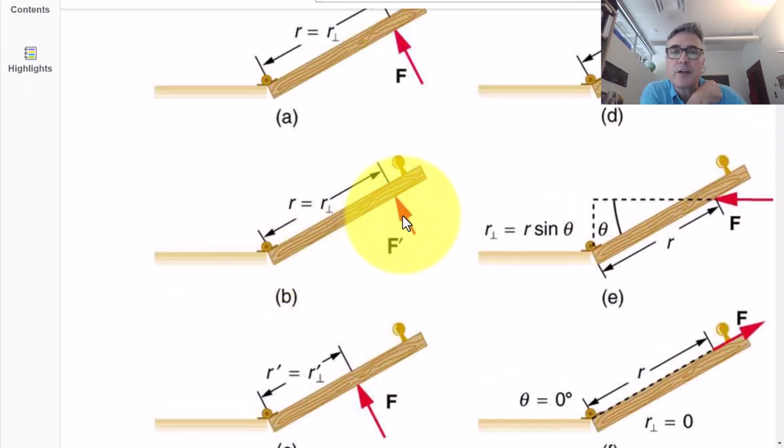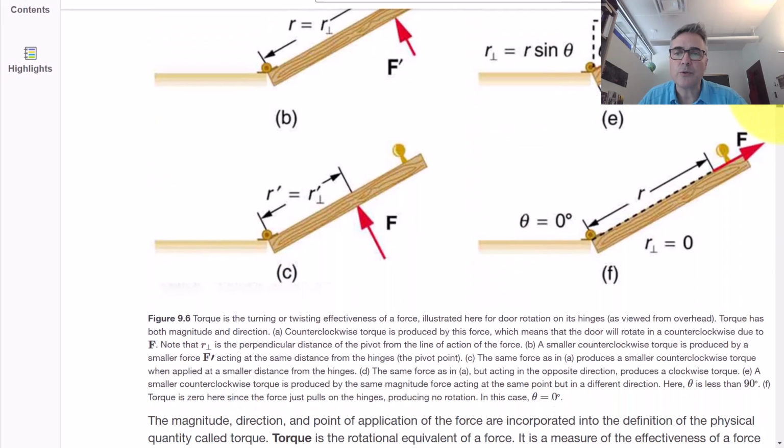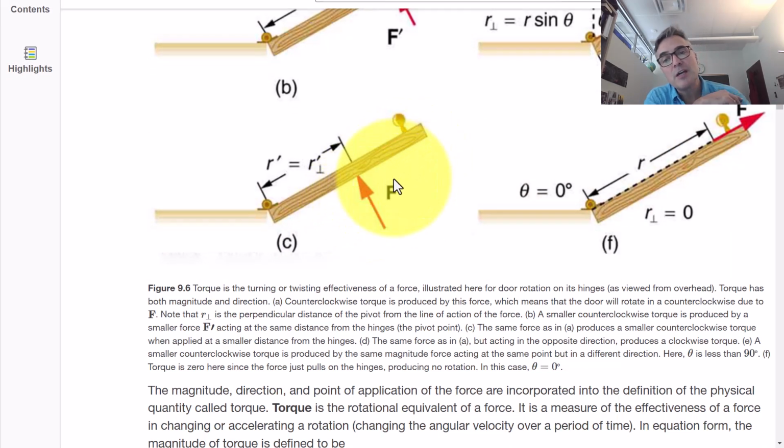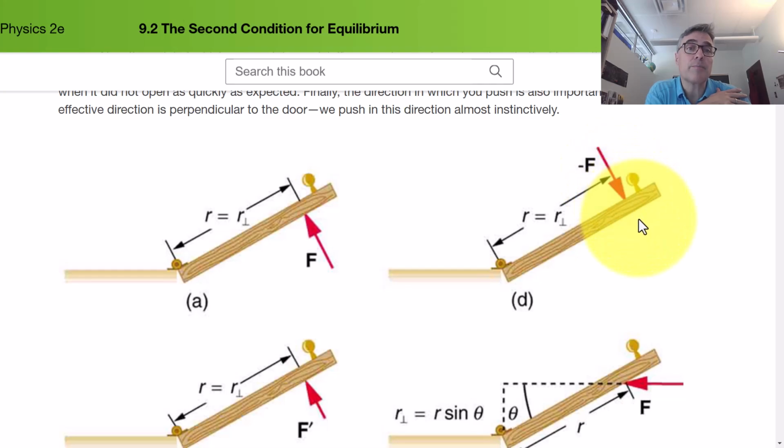In part B of this figure, it's the same situation, but now the force is a little less. So you get a little smaller counterclockwise torque. When you compare A to C, now you have the same force, but it's applied at a different distance from the hinge. So R here is less, and so the torque is less. You get less torque when you apply that same force closer to the pivot point. Here in D, you've got a force applied in the opposite direction, and this produces a clockwise torque. If you imagine you're sort of closing the door here, it's going to rotate in a clockwise direction.